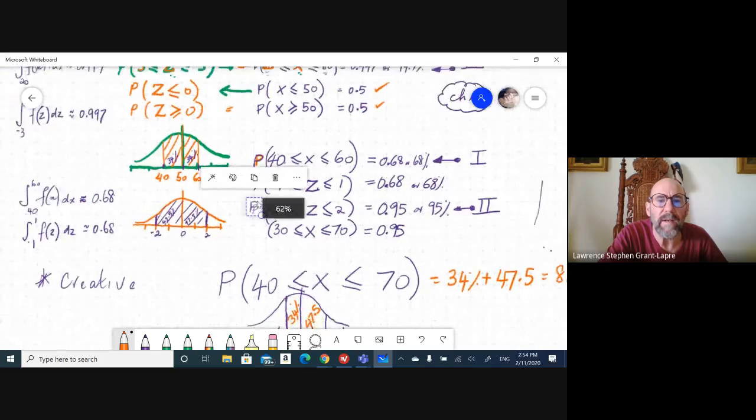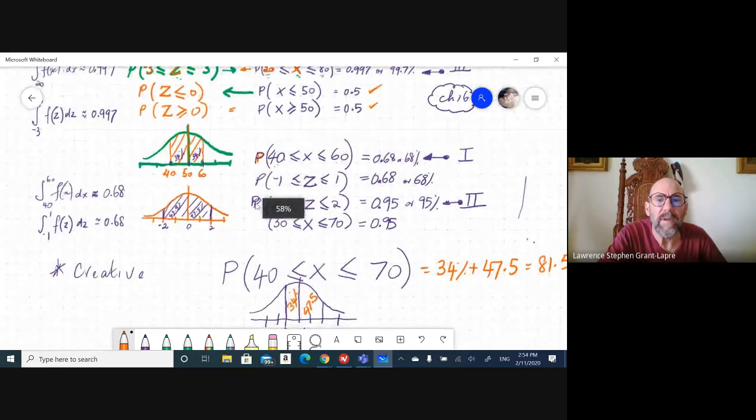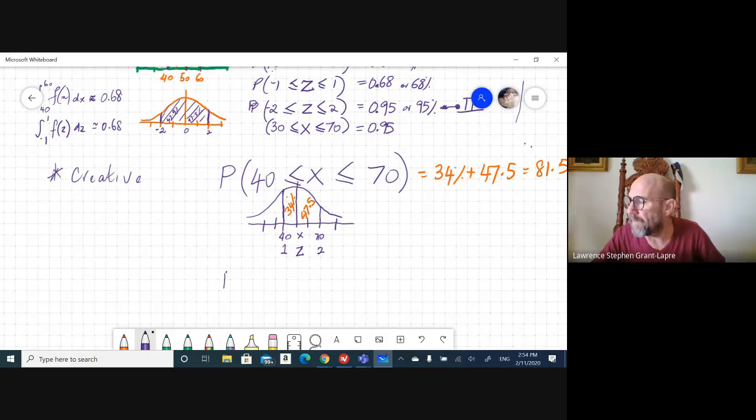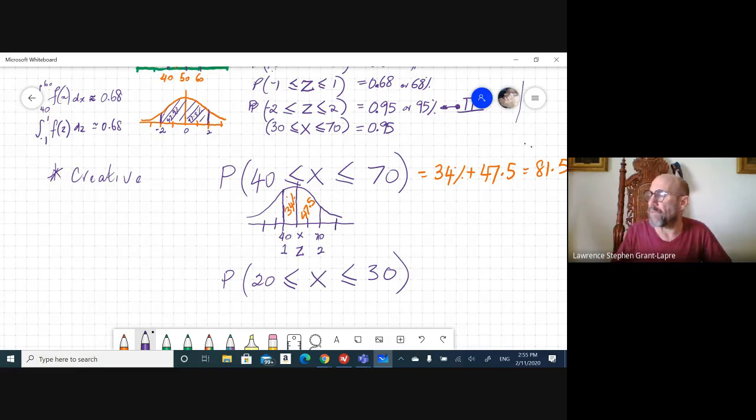Okay, let's now change the question and say, what's the probability of getting a score between 20 and 30? What's the probability of getting between 20 and 30?